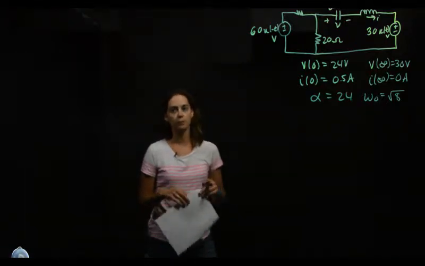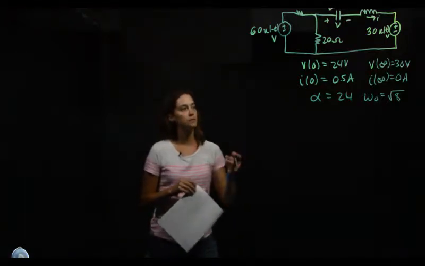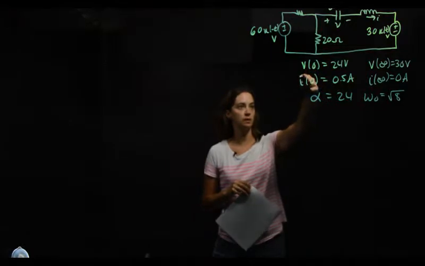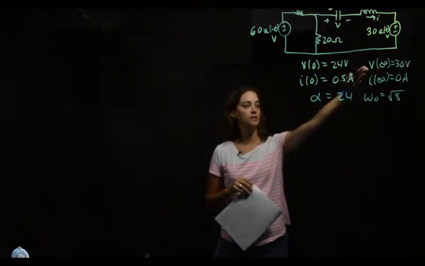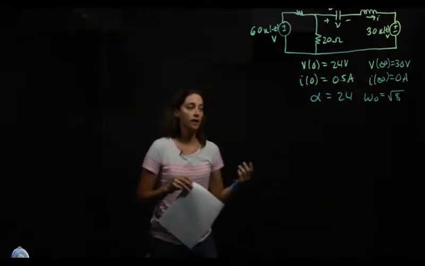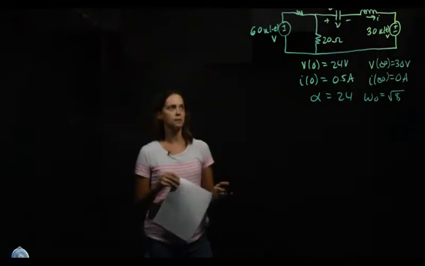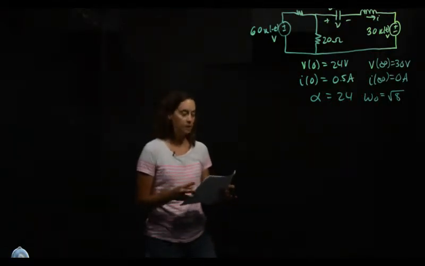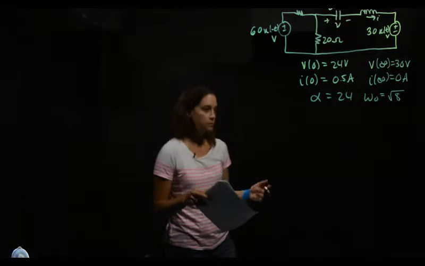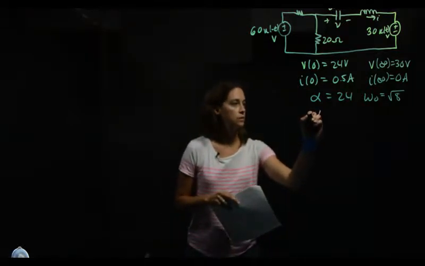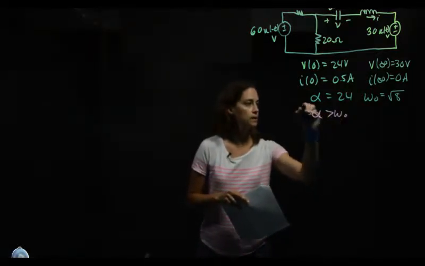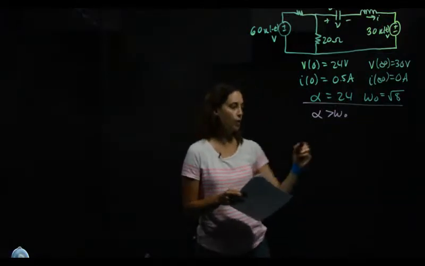Here's another example problem from Chapter 8. And this one, we've been given the initial V0 and I0, and then the final V infinity, I infinity. Also alpha and omega naught, so it makes it a little bit easier, but we still have some work to do. So first, let's look at what category we're in here. We have alpha greater than omega naught. That means we're overdamped.